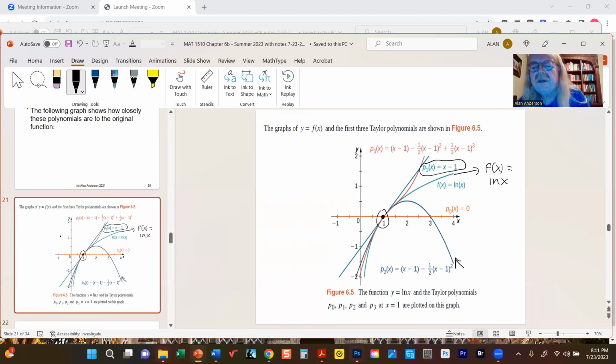So which one you use depends on how accurate you really need to be. But you can see that we could keep going. If you keep choosing higher order polynomials, the functions that you're creating are going to get very close to the original function. So once again, what we're really interested in is how closely do these approximate the original function and how much accuracy do we really need? That's what's going to determine what order Taylor polynomial we use to approximate our function.